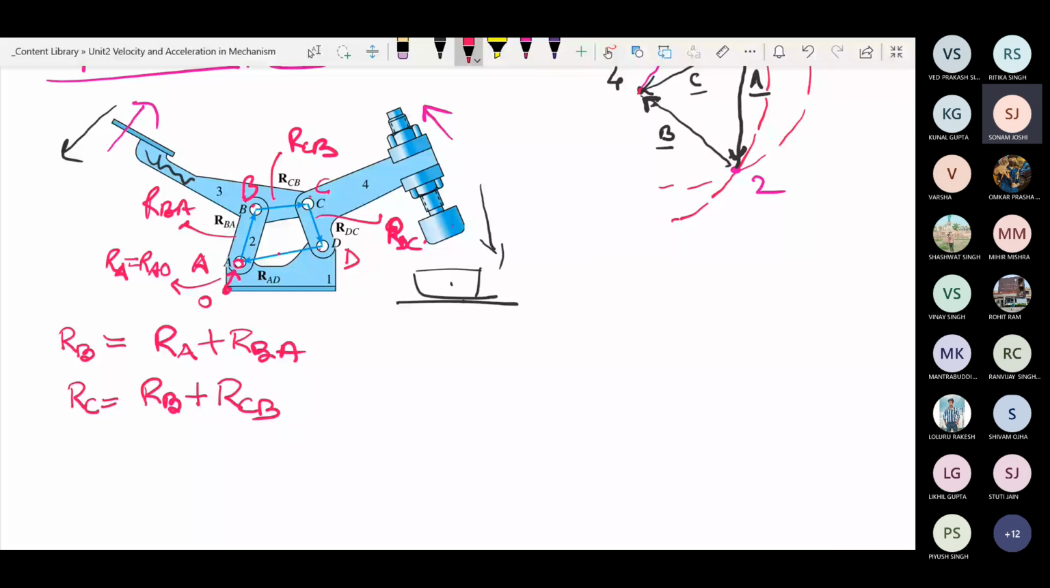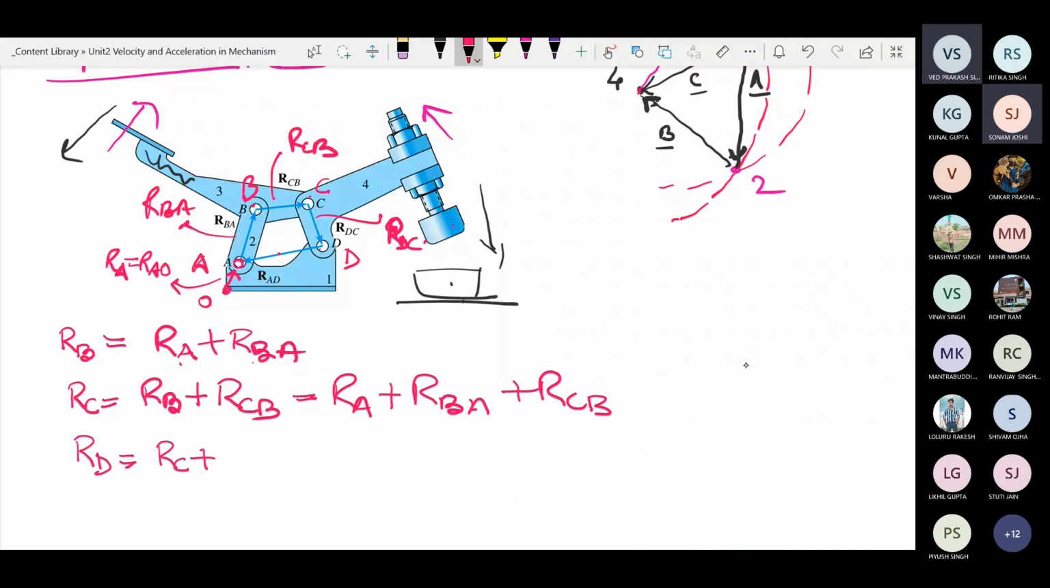Okay. RB plus RCB. Now you see, what is RB we have taken? RB is RA plus RBA. So I will just replace that one: RA plus RBA plus RCB. Okay. Next one is what? I will go to joint D. The position vector of joint D will be equal to RC plus RDC.